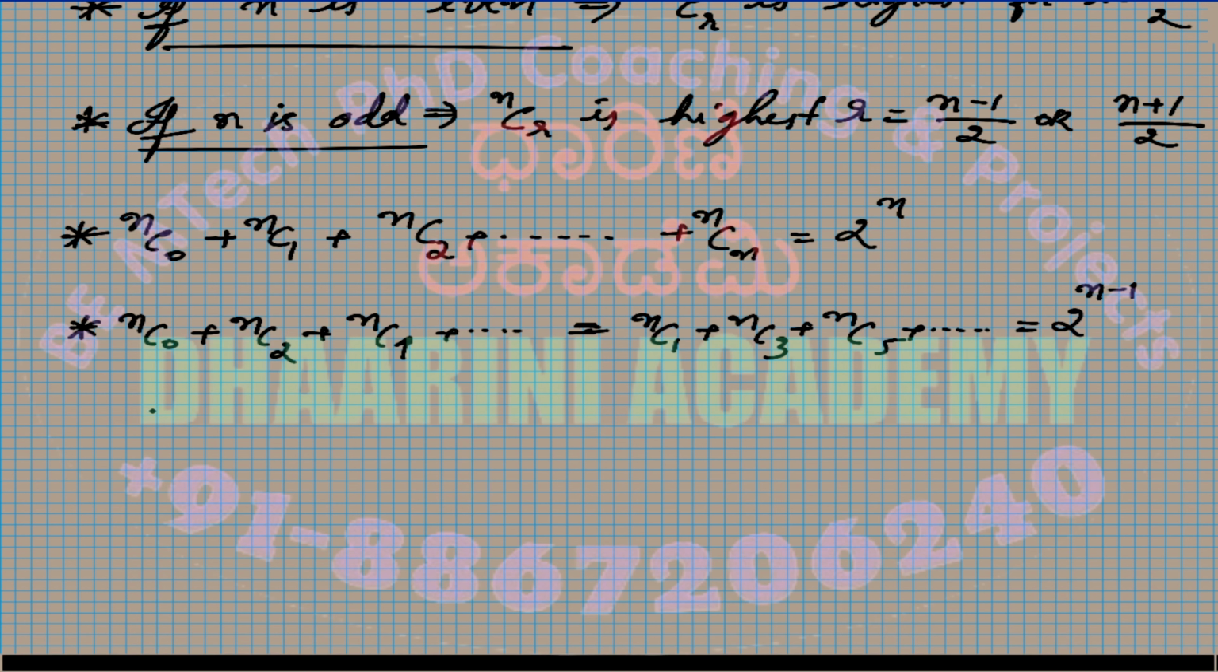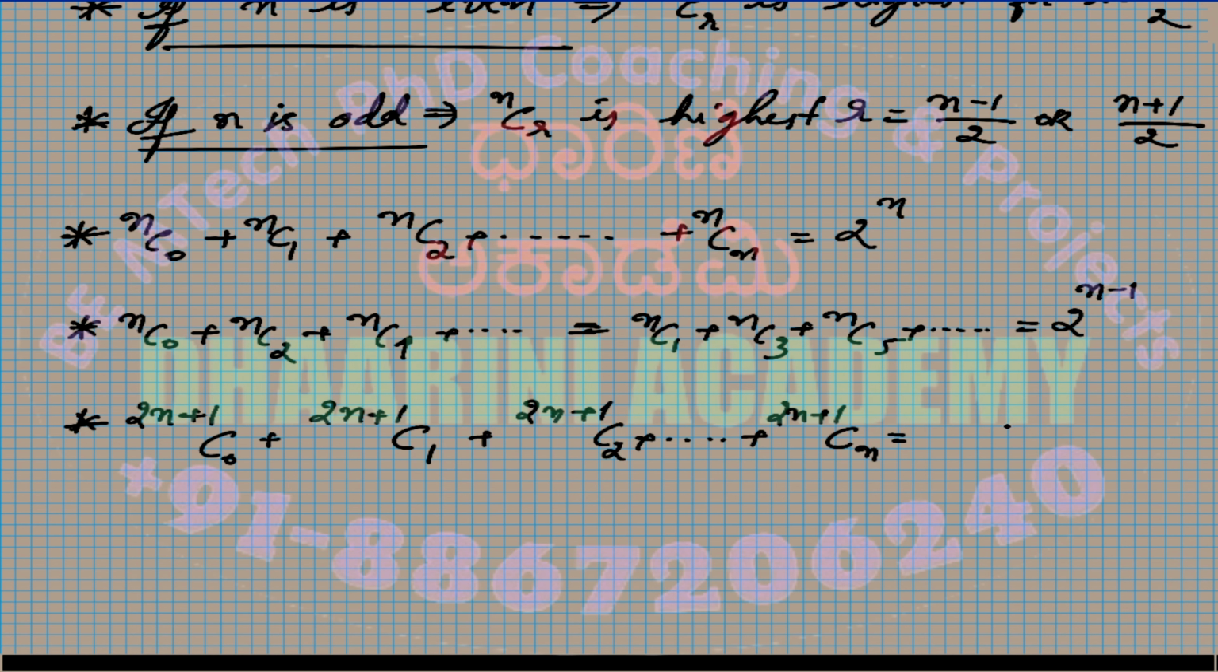All right, then we have another property. (2n plus 1)C0 plus (2n plus 1)C1 plus (2n plus 1)C2 and so on, up to (2n plus 1)Cn is always equal to 2 to the power 2n.